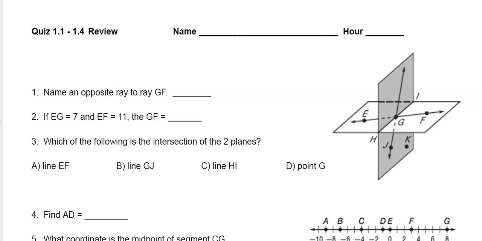All right, geometry quiz 1.1 to 1.4 review. Let's get right after it. So the first three, we have this picture of two planes intersecting. We got to make some sense of it. It says name an opposite ray.